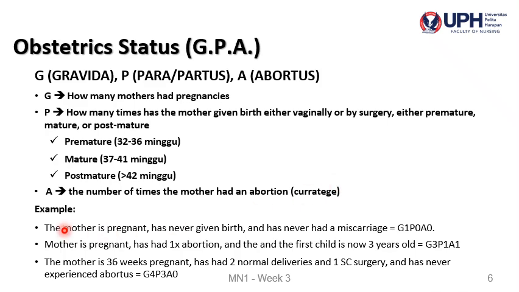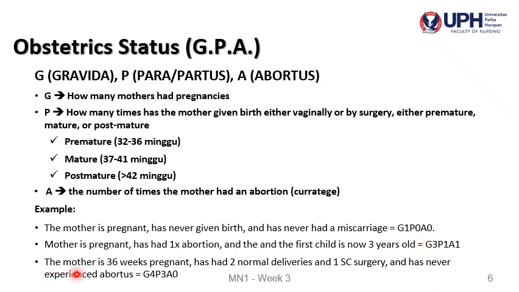or it can also be a complete or incomplete abortion. In the example given, this mother is now recently pregnant, has never given birth, and never had a miscarriage, so it will be G1 P0 A0. And when the mother is pregnant and she had one abortion, and now the first child is already 3 years old, then we say the gestation is 3, with 1 time of parity and 1 time of abortion, because this is the third time she has been pregnant.